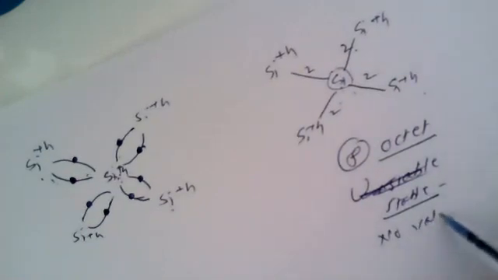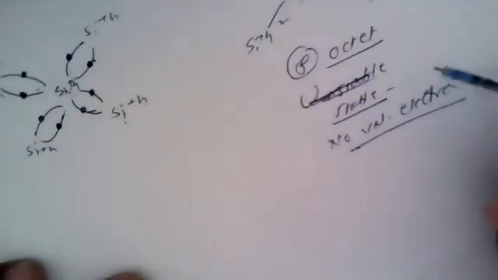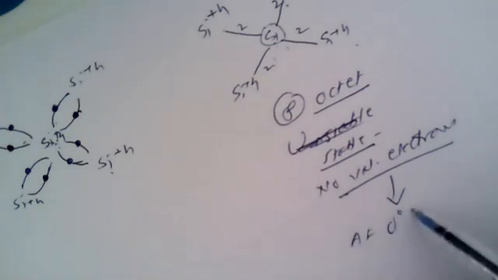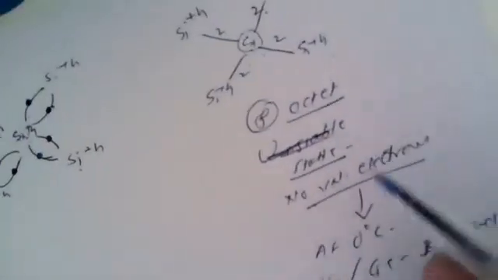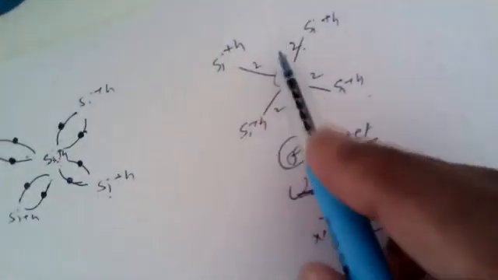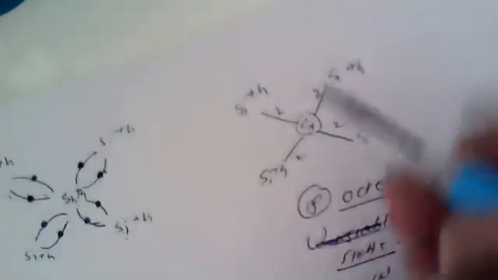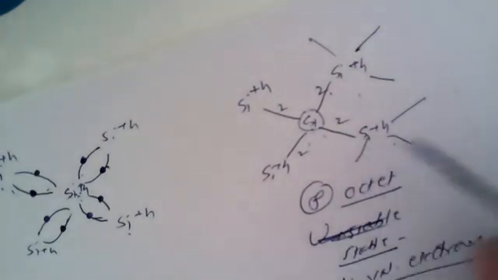No valence electrons are available to move inside the crystal, and hence in pure condition or at 0 degree centigrade, these materials, either silicon or germanium, act as non-conductors of electricity. Because all the valence electrons are engaged in the formation of normal covalent bonds with every silicon. So this silicon also forms the 4 bonds. This silicon also forms the 4 bonds.